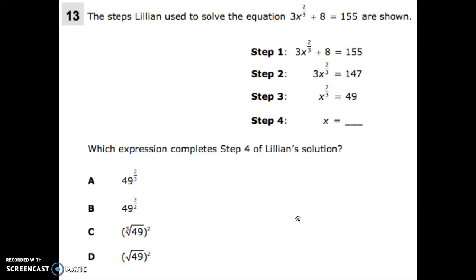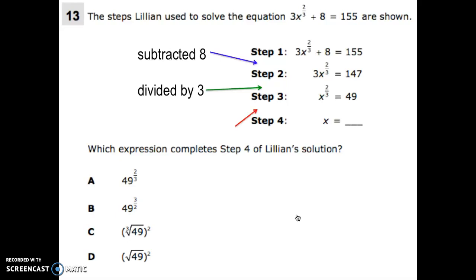Question number 13. Okay, 13, we have to follow the steps. First we have to understand what's even going on in these steps. Between step 1 and 2, all they did was subtract 8 from both sides. That's why 155 becomes 147. Then between step 2 and 3, they divided both sides by 3. That's why 147 becomes 49.